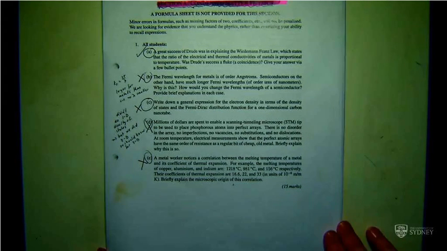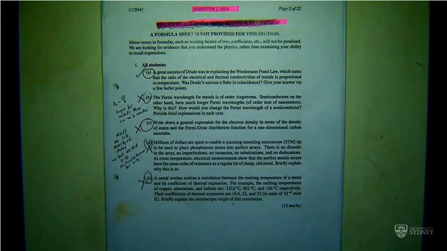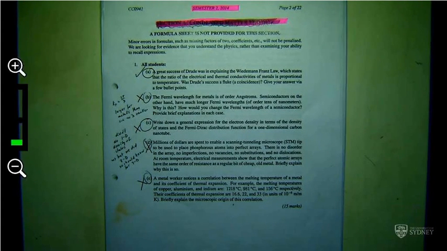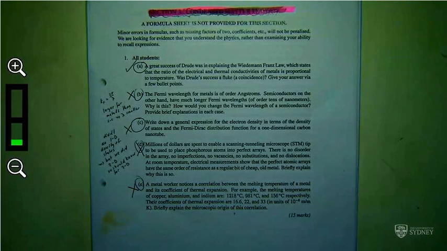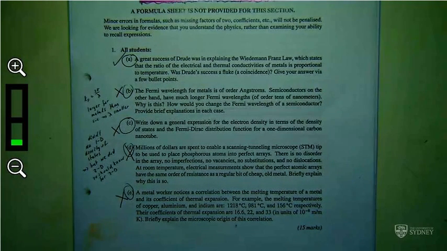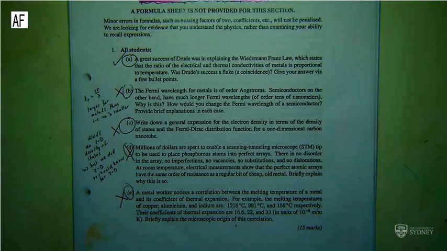Okay, so let's have a look at these exam papers. I'll just blow it up a little bit. This is from 2014, which is the most recent one I think that you got access to. So let's go through it. The first question is about Drude and explaining the Wiedemann-Franz law. The tick means that you would be able to do that one. You would know about that. So a tick means you should know it. A cross means you don't need to know it, okay? So these ones you don't need to know.